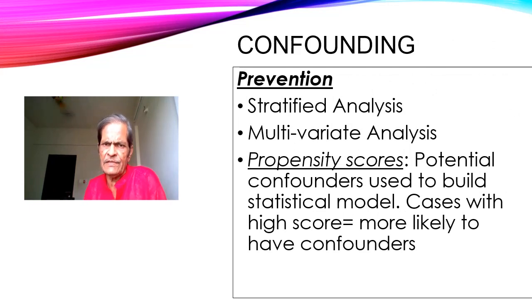So stratified analysis or multivariate analysis will identify whether a factor will be confounding or not. Whether the confounding effect is there for a particular factor or not can be identified with the help of stratified analysis and with the help of multivariate analysis. Propensity analysis and the propensity score is an advanced statistical technique available in many softwares.